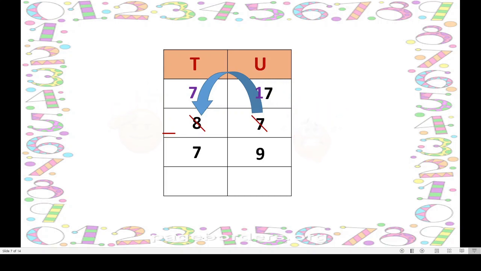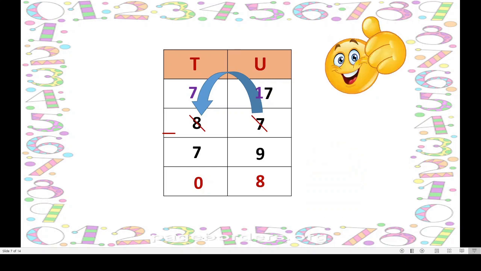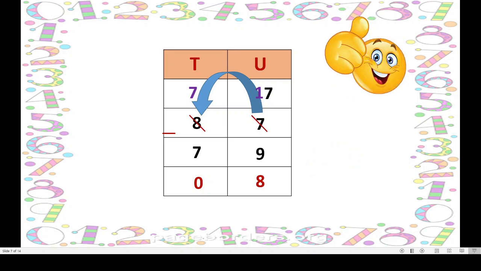So 17 minus 9 is possible. Isn't it? 17 minus 9 is how much? 8. Very good. Now in the tens place, 7 minus 7 is equal to 0. What remained here? Only 8 units remain. Got this, children? Here we are untying the tens. Yes, our sum is right. Next one.